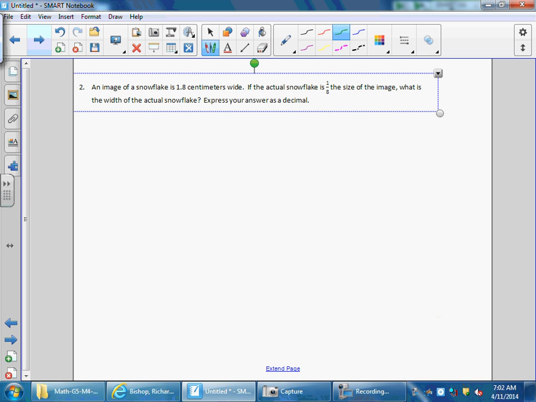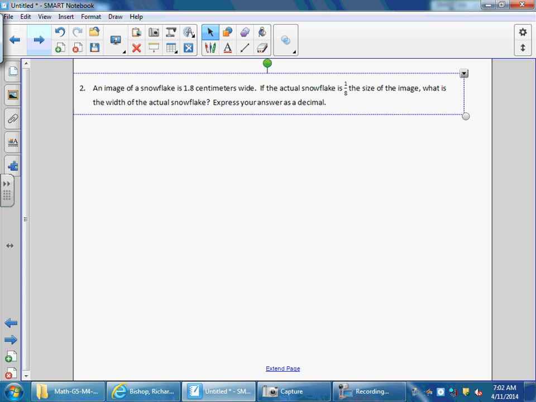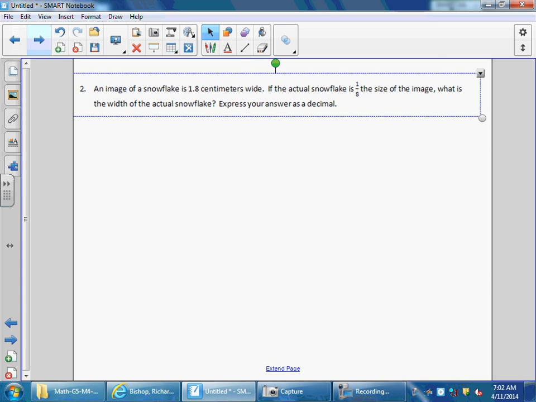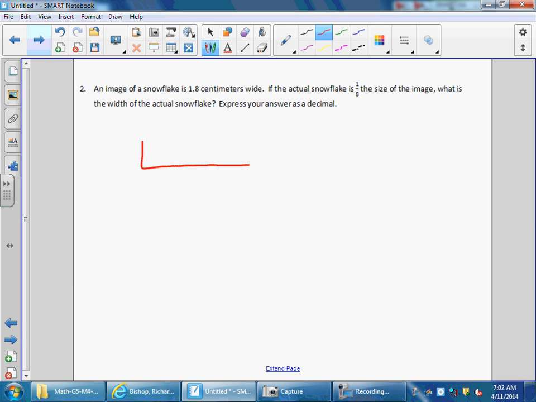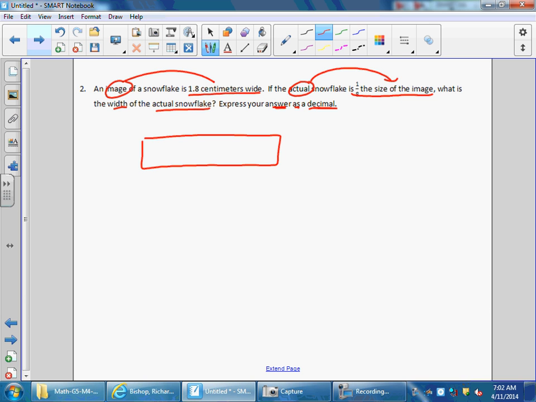Question 2. The image of a snowflake is 1.8 centimeters wide. The actual snowflake is 1/8 the size of the image. What is the width of the actual snowflake? Express your answer as a decimal.